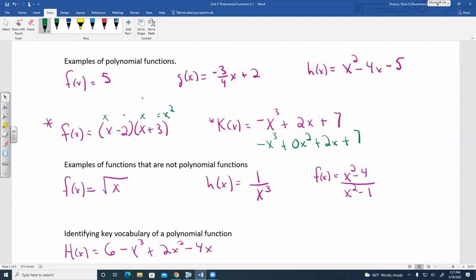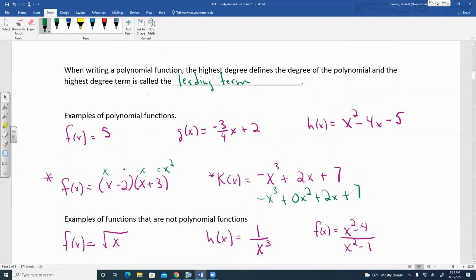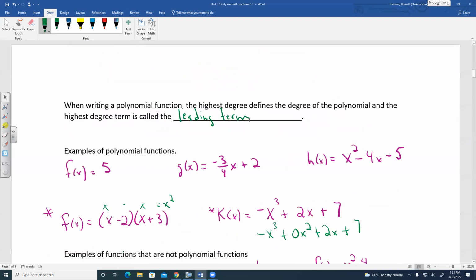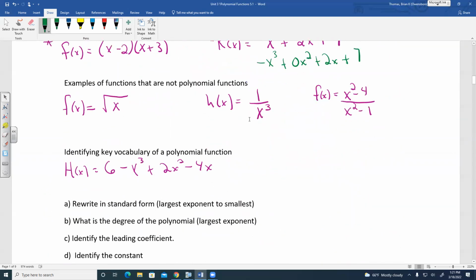So some examples of functions that are not polynomial functions. As we said earlier, to be a polynomial function, the exponent has to be a whole number. If you notice here, f of x equals the square root of x, that's actually x to the 1/2. So its exponent is not a whole number. That's why it's not a polynomial.